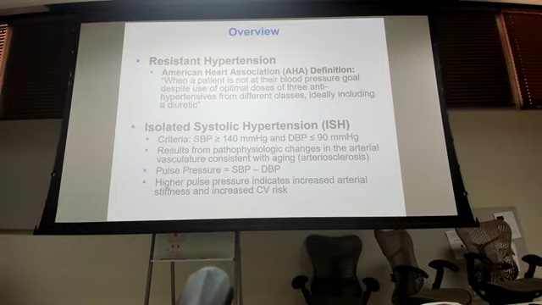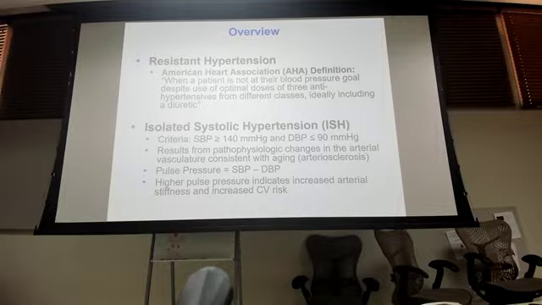All right, 2 commonly tested concepts. What's the key in that first paragraph? How many agents? 3. Right, so that's resistant hypertension. The patient is not at goal despite being on 3 different classes. Usually that's going to include at least 1 diuretic. We'll get to that soon.